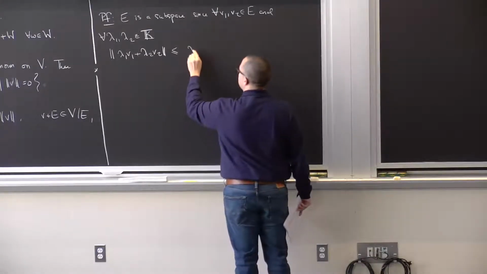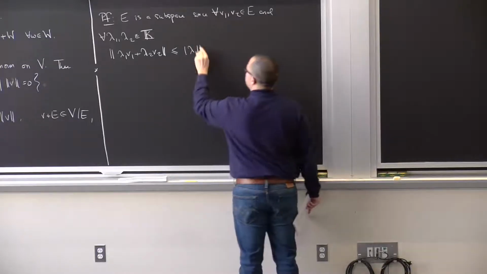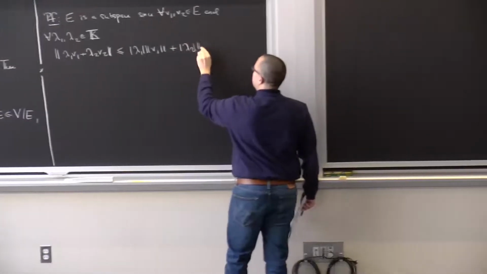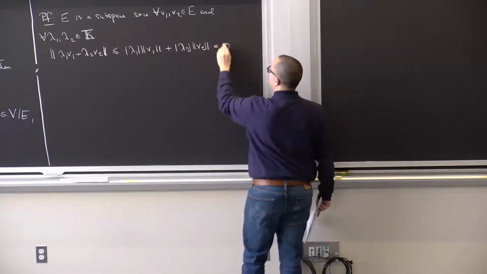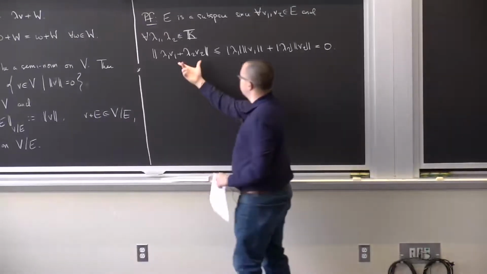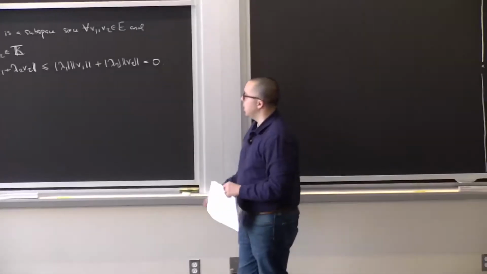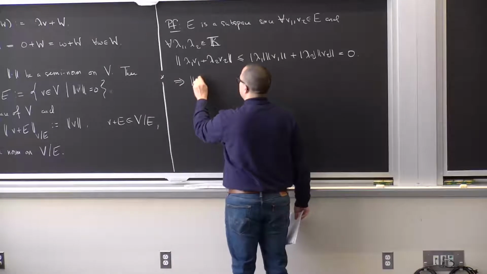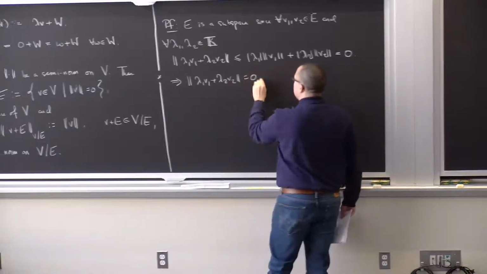This is less than or equal to, if I apply the triangle inequality and then pull the scalars out, the sum of the two terms. And if these both have seminorm equal to 0, this is equal to 0. And now, remember, a seminorm is always non-negative. So if I show something is less than or equal to 0, then it must be equal to 0.